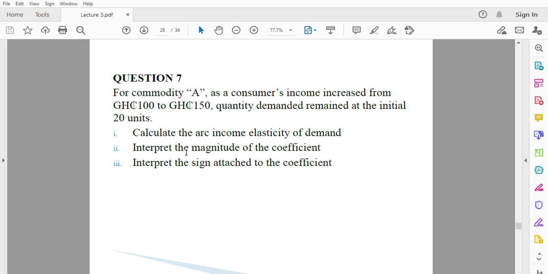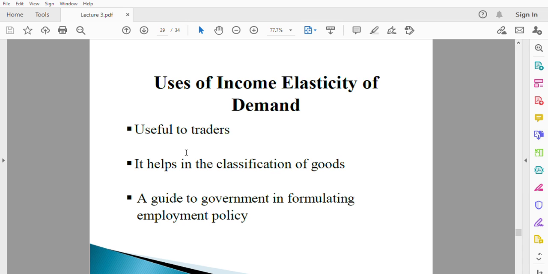Great. So the next we want to look at is uses of income elasticity of demand. Is income elasticity of demand very important? Yes, it is. The first is it is useful to traders. Traders are those selling the commodity, but you have to know what consumers will do when their income is very low, and what consumers will do when their income is very high. It helps you know how many of the goods to order.